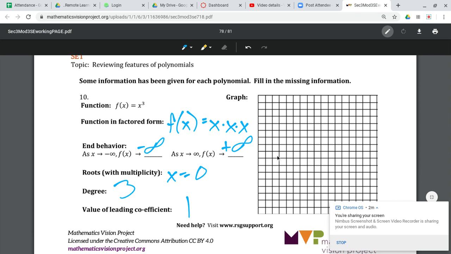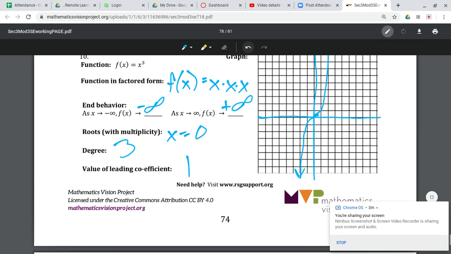So now we need to graph this. I'm going to attempt to draw my axes. Kind of, sort of. Okay, so there we have our axes. Now, a cubic function. It's going to be really rough trying to draw this. It looks something like so. That's what it's going to look like when you have a cubic function. Okay?